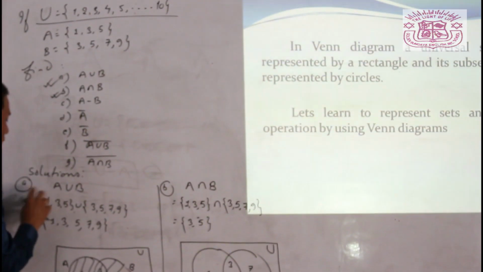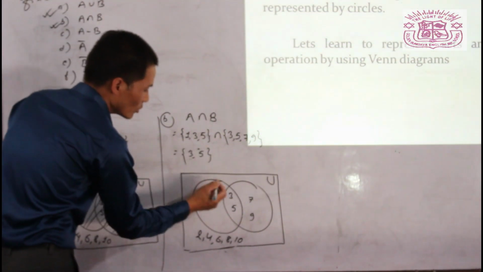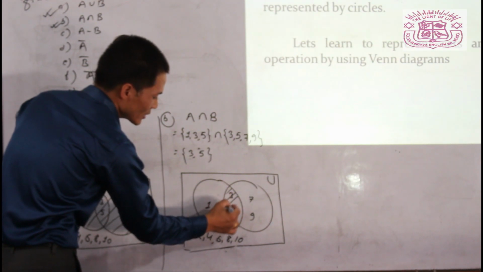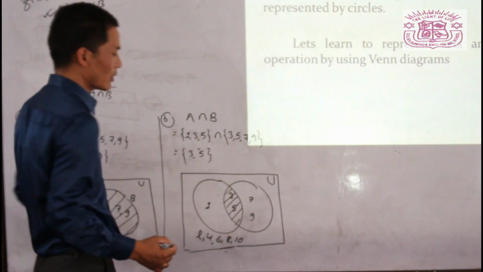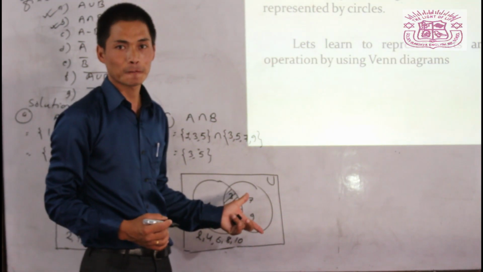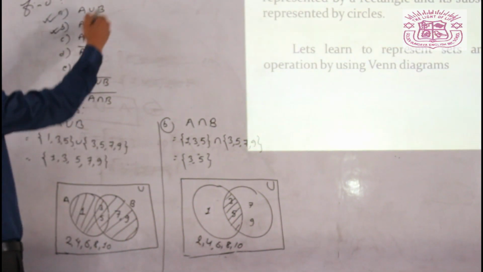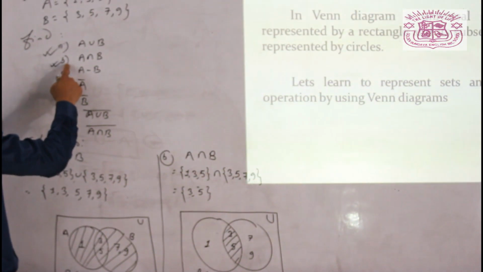But the difference between A union B and A intersection B in a Venn diagram is that we just shade 3 and 5, the intersected part of both A and B. This is A intersection B. We have just solved 2 questions, A union B and A intersection B.